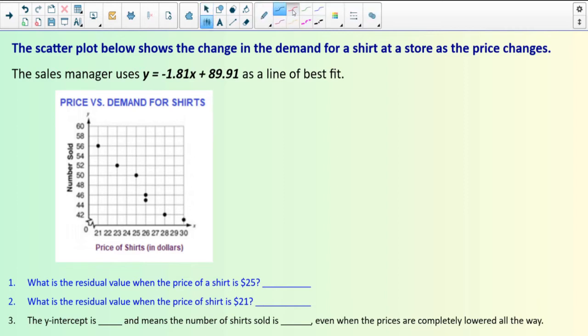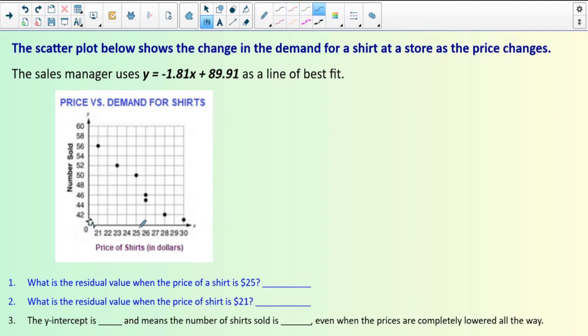And the sales manager, or maybe a statistician on staff, an analyst, is using this regression, line of best fit, to model the data. They're using y equals negative 1.81x plus 89.91 as the line of best fit. We call that regression. So here's what I'm asking you. First of all, what's the residual value when the price of a shirt is $25?